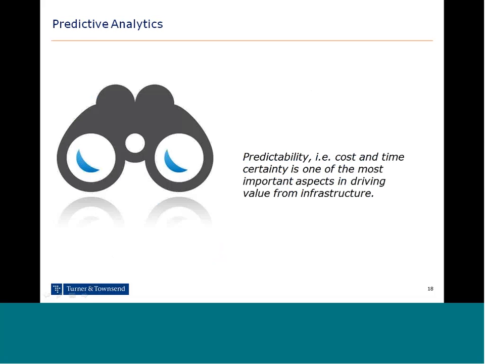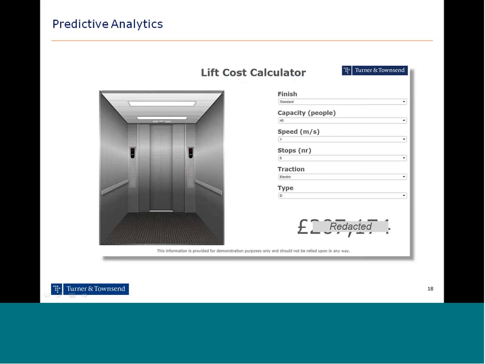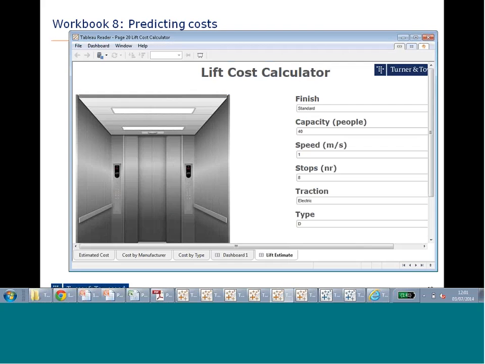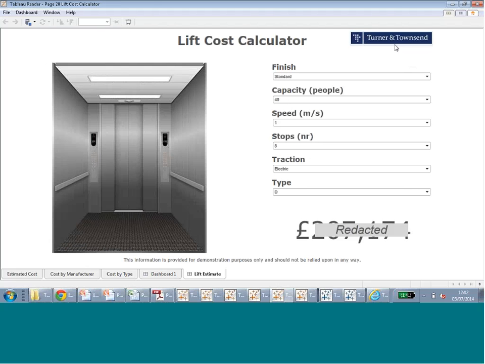Now I just wanted to do a quick example of where we've used predictive analytics. As I mentioned before, predictability is really one of the key challenges to the industry in driving value from infrastructure. The example I'm showing you now is a model which predicts the cost of installing lifts. We've got many of these other models being developed, but this is quite a nice, simple one, just to demonstrate. I've redacted the numbers, but hopefully you'll be able to see those numbers moving as I change these.